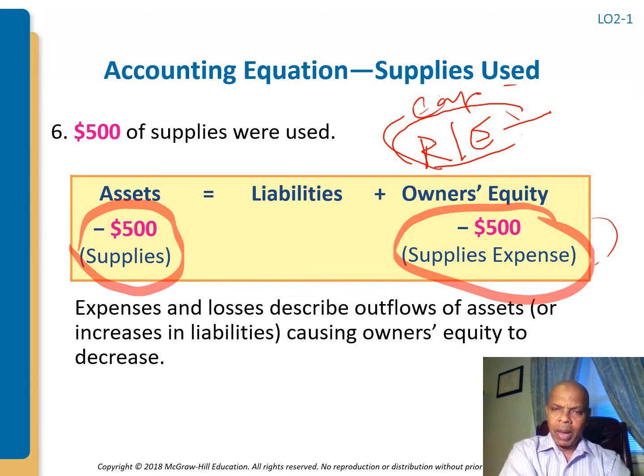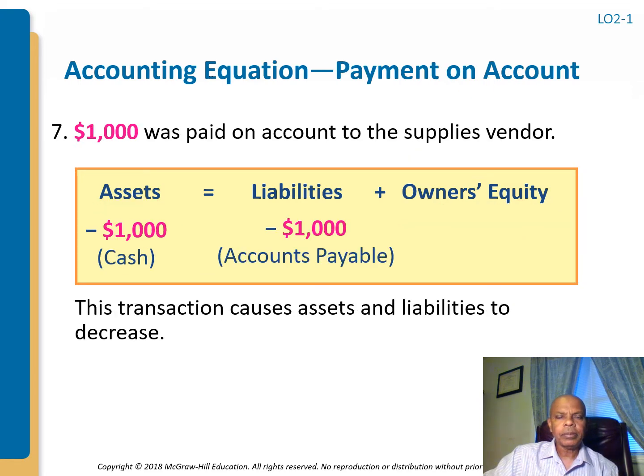Now, what's going to happen? Overall, owner's equity decreases. We dump everything in one place: owner's equity. Okay. So now you understand why we increase owner's equity when we have income, and why we decrease owner's equity when we have expenses.